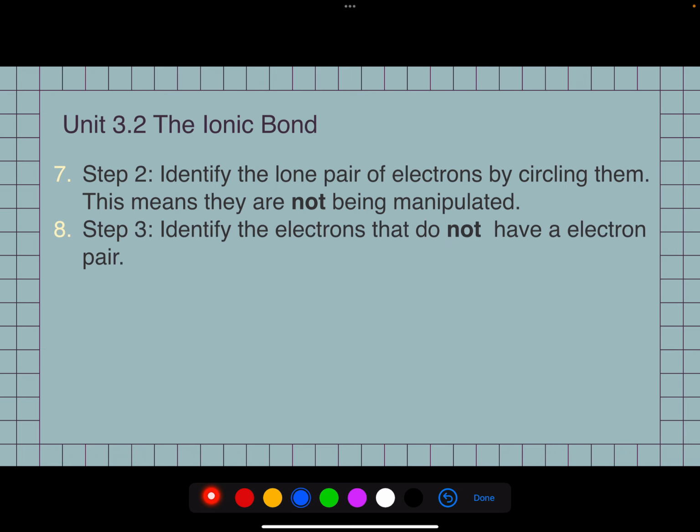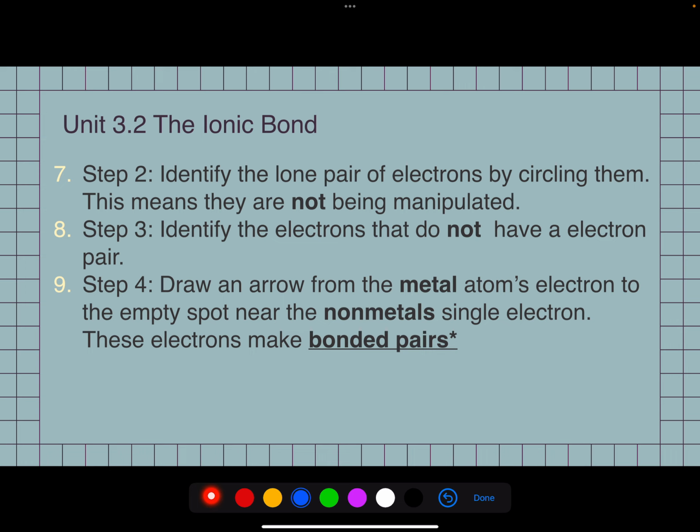Step 3, figure out which electrons are single. Identify the electrons that do not have an electron pair. Those are the ones that are going to be either giving away electrons or taking them, pairing them up. Step 4, draw an arrow from the metal atom's electron to the empty spot near the non-metal's single electron. These electrons make bonded pairs.